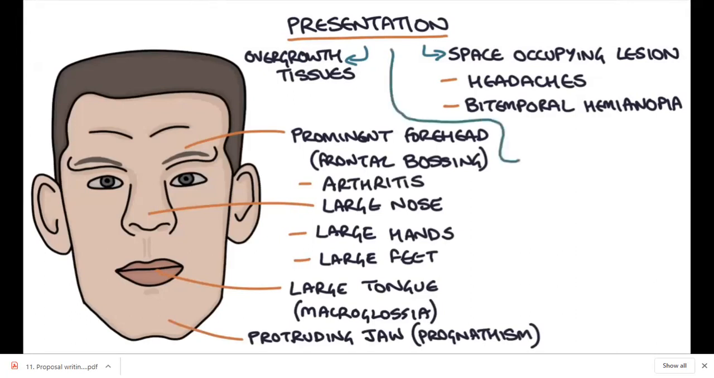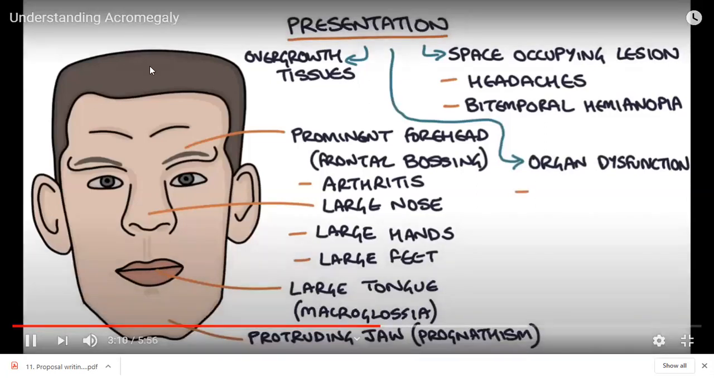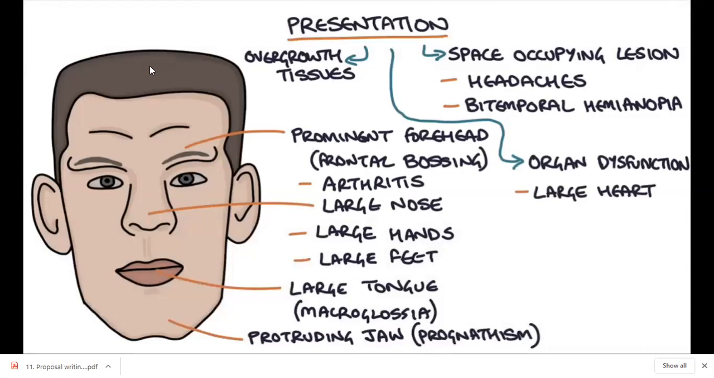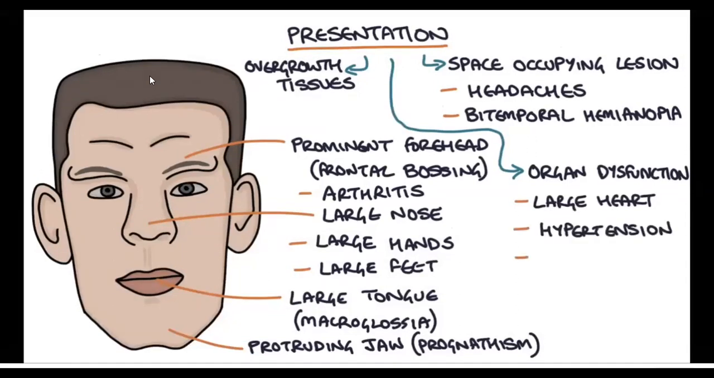Now, growth hormone can also cause organ dysfunction because it causes growth of tissues outside of the muscles and the skeleton. So it can cause a hypertrophic heart, or a very large heart that's not functioning properly. It can cause hypertension, type 2 diabetes, and it's also linked to colorectal cancer.